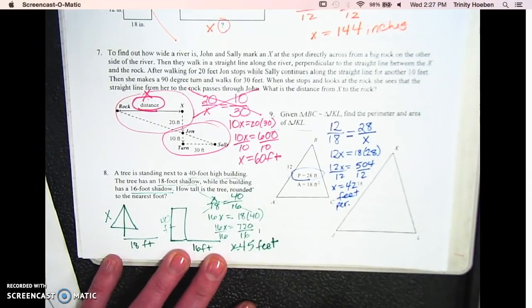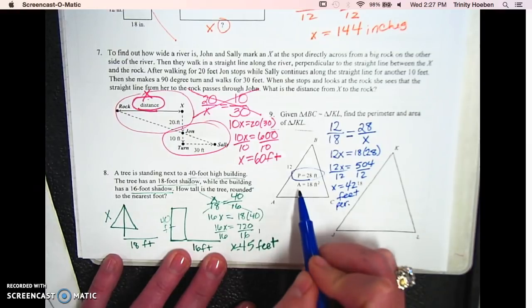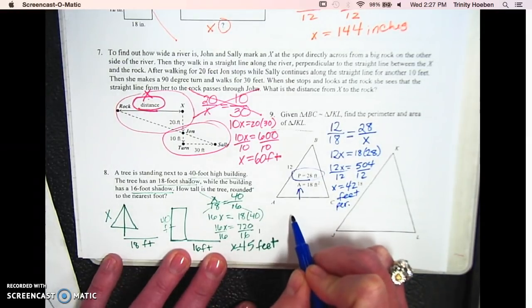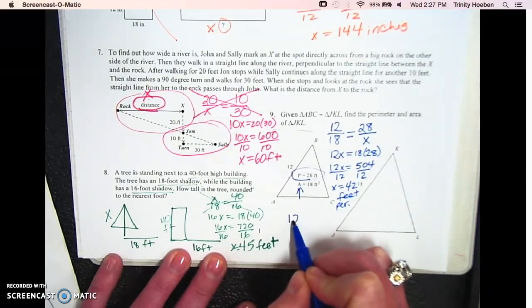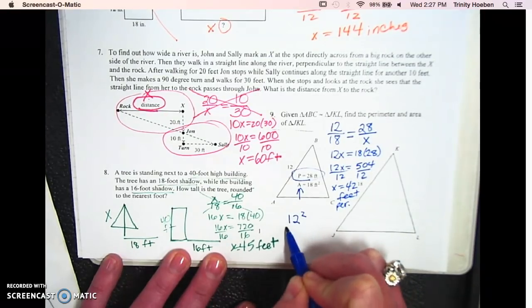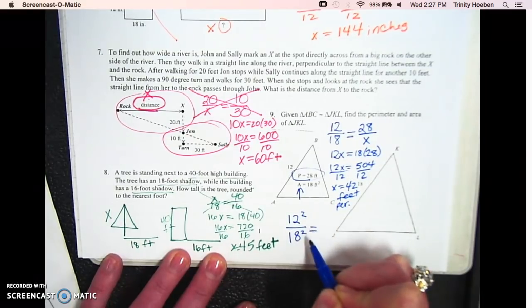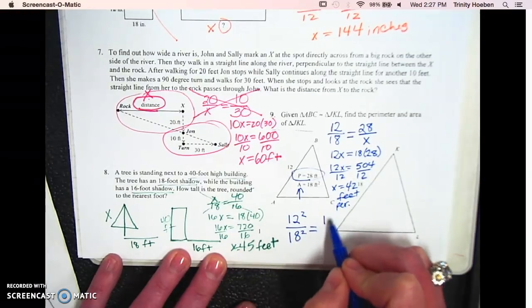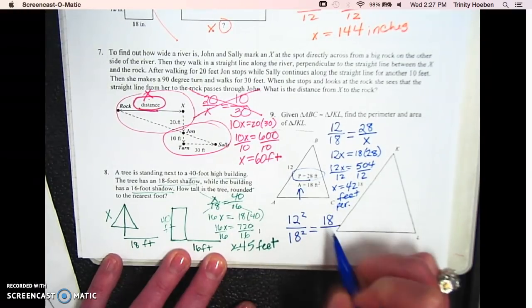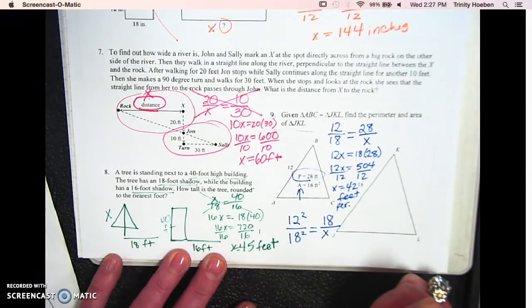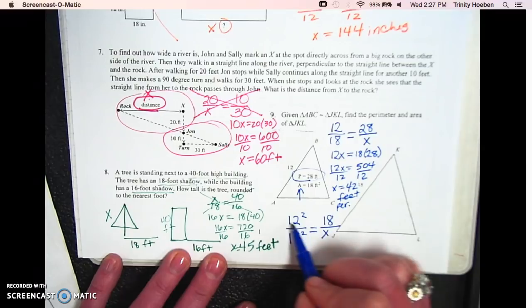Now we need the area. The area is slightly different. The area is squared. So we're going to take the 12 and square it over the 18 and square it. Set it equal to the area of the first triangle, which is 18, over the area of the second triangle, which we don't know, so it's going to be x. Multiply this out on the calculator.